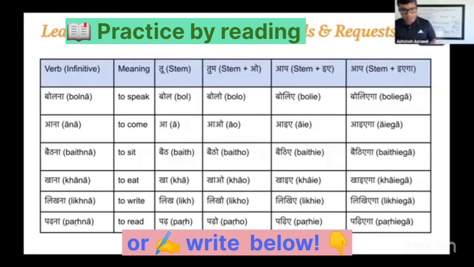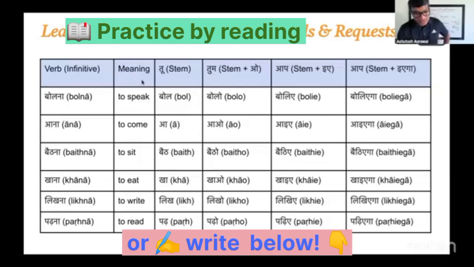This is a way to intensely remember it. And so I want all of you to start from here, bol, bolo, boliye, boliyega, and start repeating it. Just say it to yourself loudly, because you are saying it to yourself, you can say it loudly, right? So start. I'm going to give everyone a couple of minutes to do that.